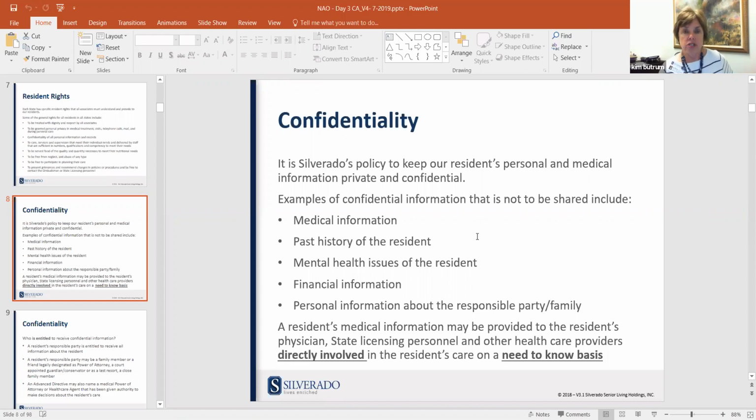And sometimes as an associate, families and even residents share with you really personal information about their past or about their money situation. All of that must be kept confidential. A resident's medical information may be provided to the resident's physician, state licensing personnel, and other healthcare providers that are directly involved with that resident's care and on a need-to-know basis. So if you're not sure about whether something can be shared, please talk to your DHS or your administrator or your supervisor, and they can help you to know whether or not that's something that you can share with other people.